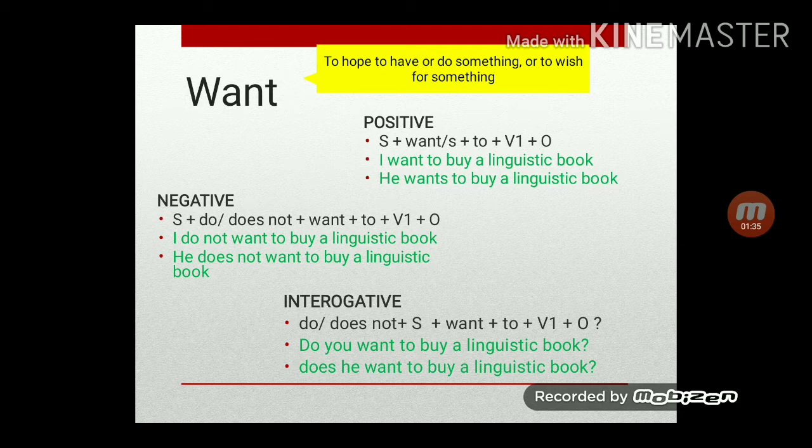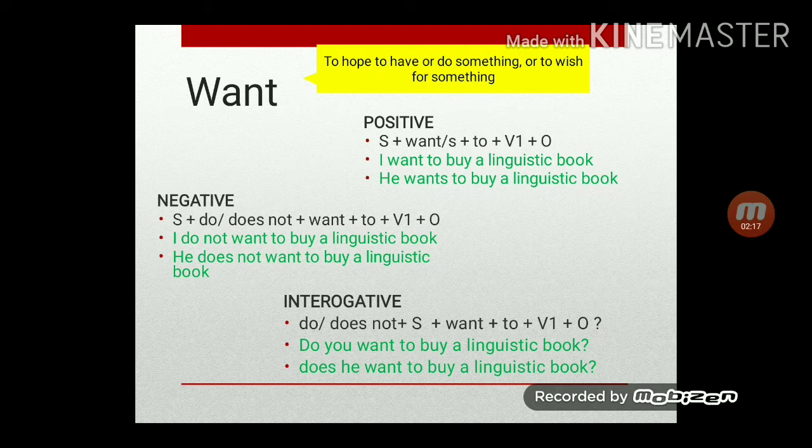How about the negative form? The negative form, of course, is identified with the word not. But we have to differentiate. We use do for I, you, they, and we. But we use does for he, she, and it. So the sentences will be, I don't want to buy a linguistic book. And the second, he doesn't want to buy a linguistic book. Those sentences show there is no wish for something.